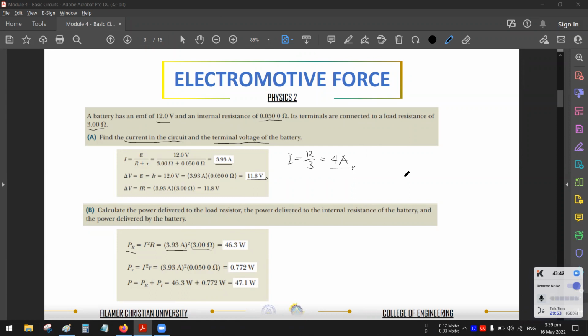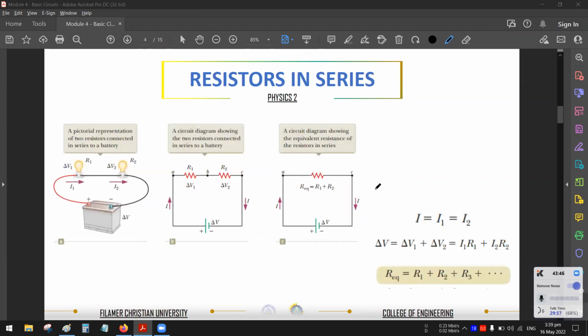Alright. So next, we have the resistors in series. I think I gave this to you as an assignment, no? KVL and KCL, so how to compute the resistance of resistors in series and in parallel. So first, we will take a look at resistors in series.